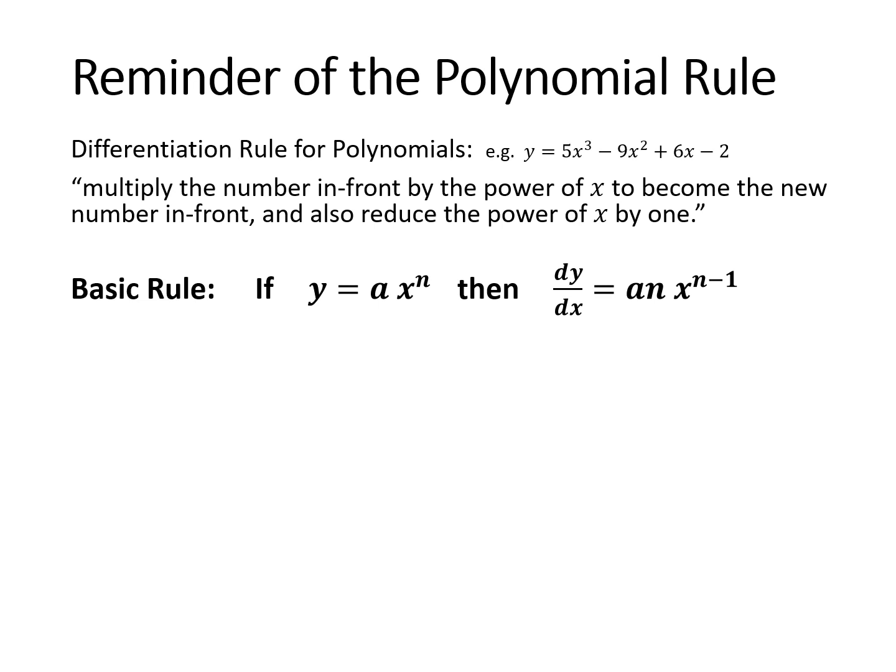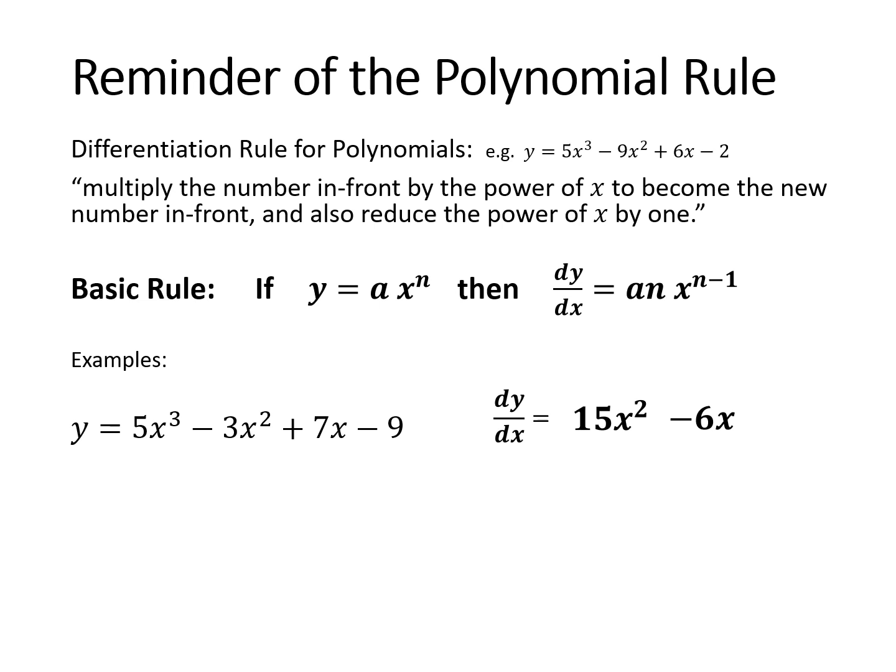So let's just look at a couple of examples. Here's a simple one, y equals 5x cubed minus 3x squared plus 7x minus 9. So first of all, it's y and x, so we need to become dy by dx. Then multiply the 5 by 3, it becomes 15, and reduce the power by 1, so it's 15x squared. Take the next term, 2 times minus 3 is minus 6, so it's going to be minus 6x to the power of 1, or minus 6x. The 7x just becomes 7, and then minus 9, numbers just disappear.